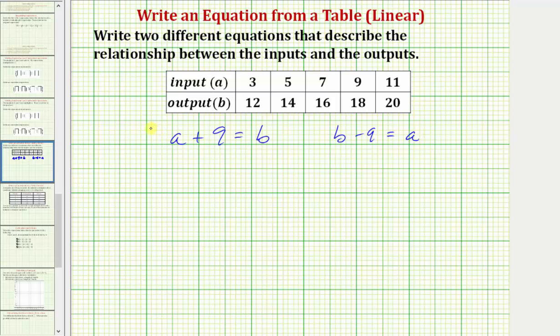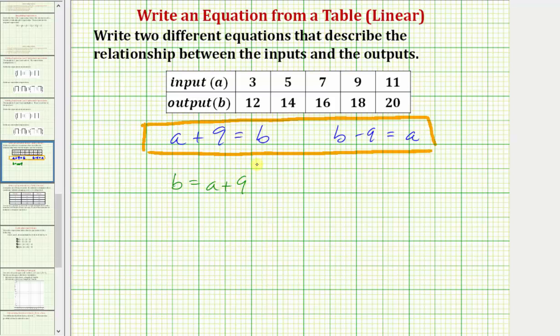So here are two equations that describe the relationship between A and B. Now I also want to mention we could change the order of these equations and write this first equation as B equals A plus 9. And we could also write this equation in the opposite direction as A equals B minus 9.